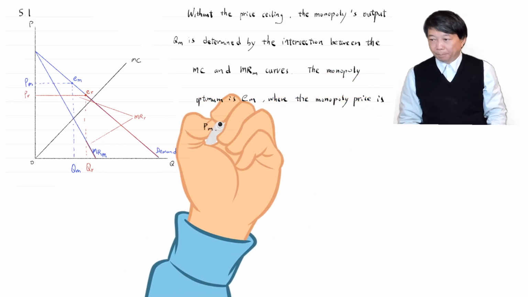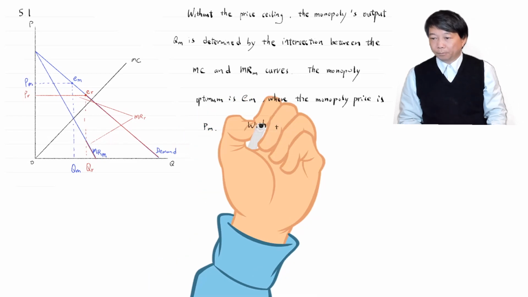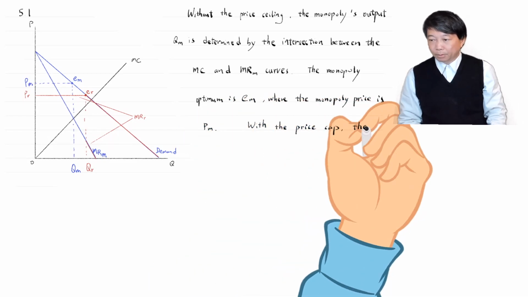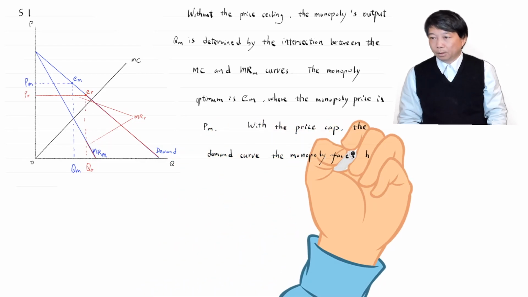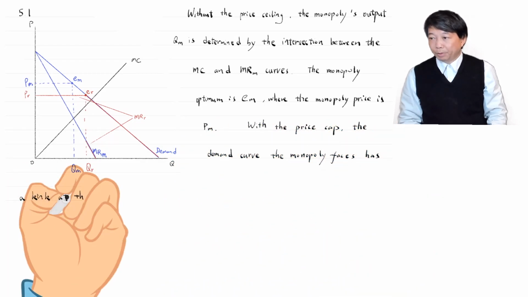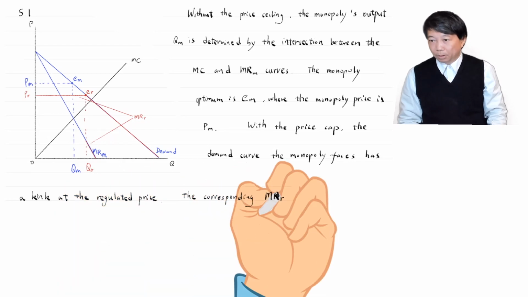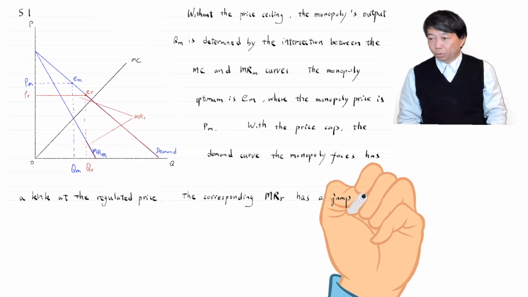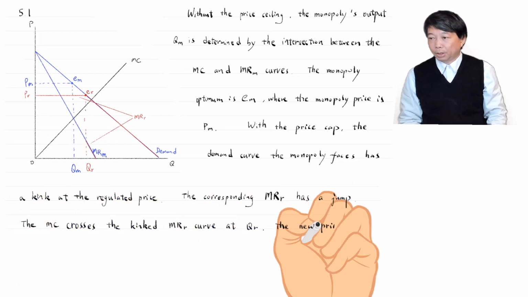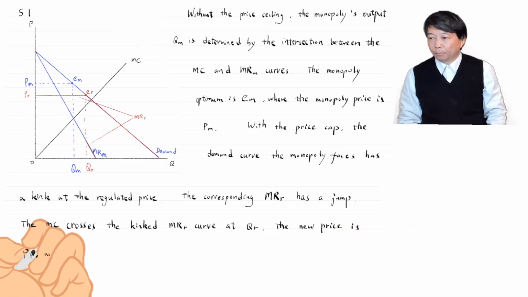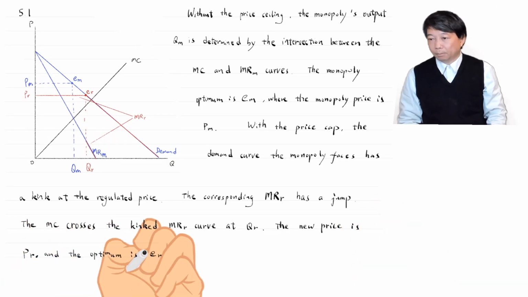With the price cap, the demand curve the monopoly faces has a kink at the regulated price. The corresponding marginal revenue curve has a jump. The marginal cost curve crosses the regulated marginal revenue curve at QR. The new price is PR, and the new optimum is ER.